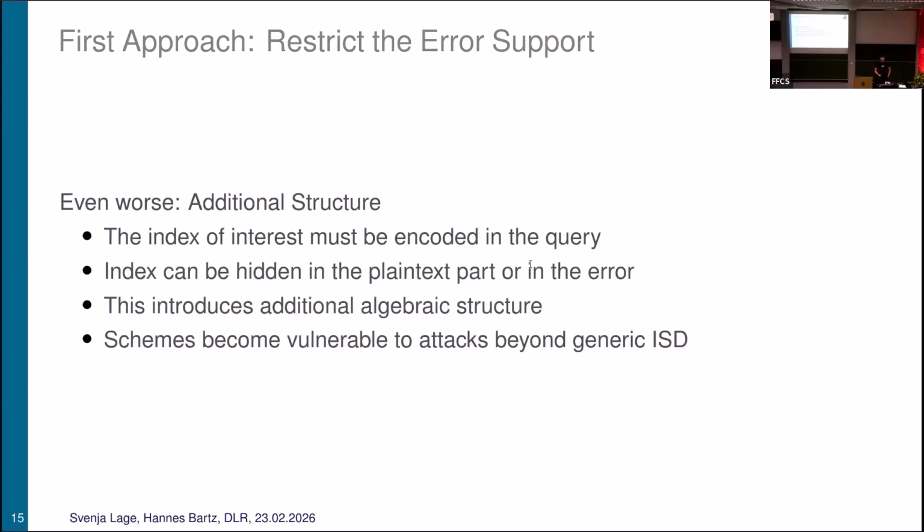Okay, what's even worse there? We have additional structure. Why is that? When I want to now use a code-based scheme and use it as a PIR scheme, I somehow have to hide my index in there in a way that I can then recover it again at the client. And there are two chances to do this. I can do this in the plain text part, so basically in my message, or I can do it in the error. And in order to do so, you need to introduce additional algebraic structure. And this allows for structural attacks. So ISD may not be the most efficient attack anymore, which in turn lowers the security level.